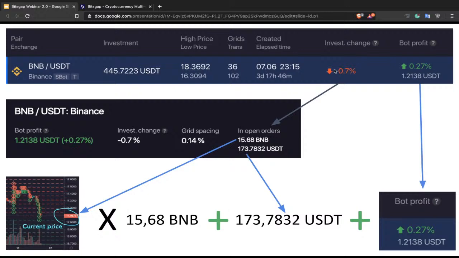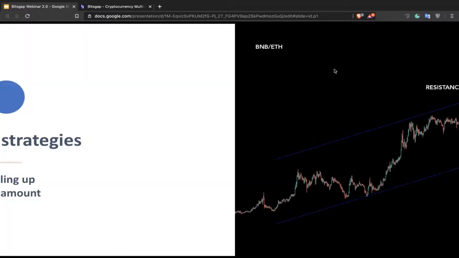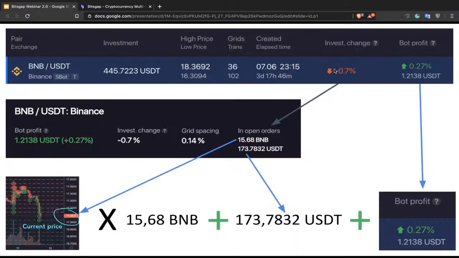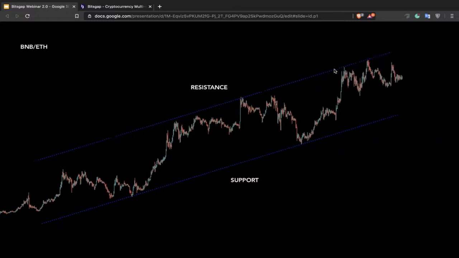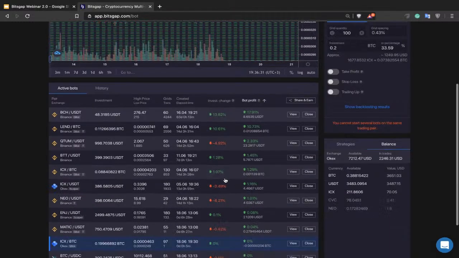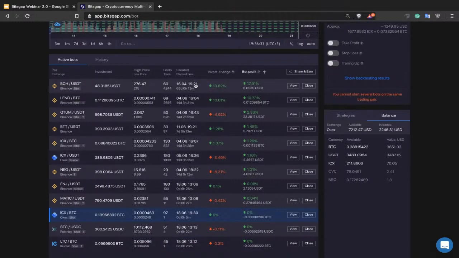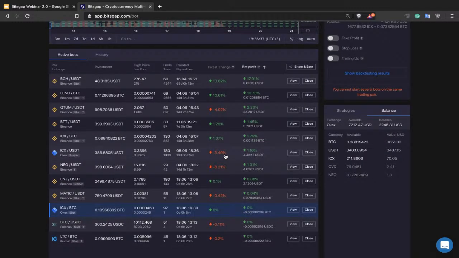It's the added value of the investment change, so that's already priced in. So I'm gonna show you now how you can get this idea even better. Let's go and continue with the optimal strategies. So yeah, let's see the investment change of any. Let's choose, okay, let it be falling active bot. Let's use icon trading to USDT.